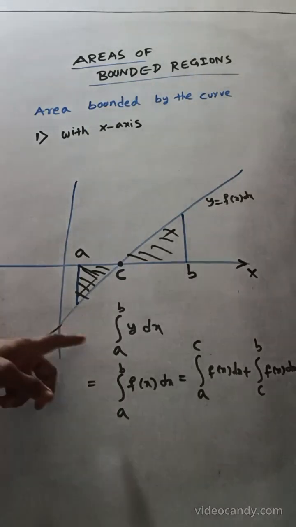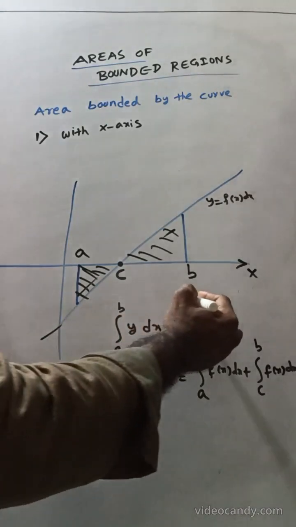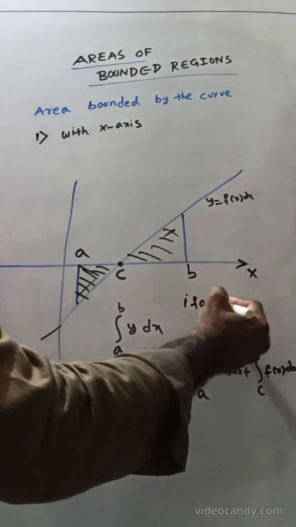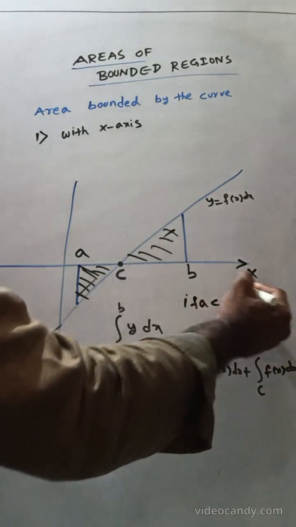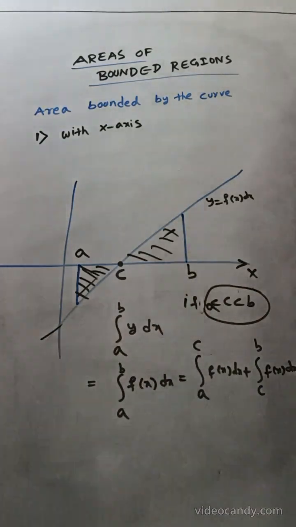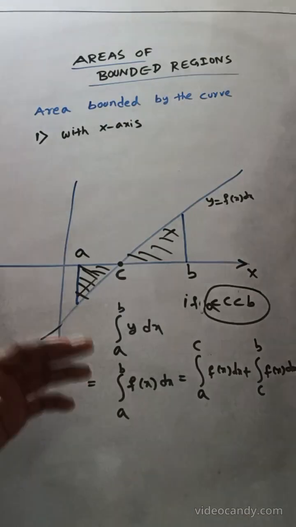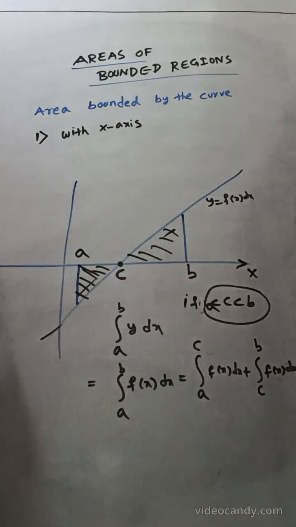As you know that between A and B, C is there. So what is the concept I used here? If A is less than C less than B, I can use this concept of definite integration, and I wrote it like this. Is it clear, everybody? Okay. So next we see what will happen when it meets the y-axis.